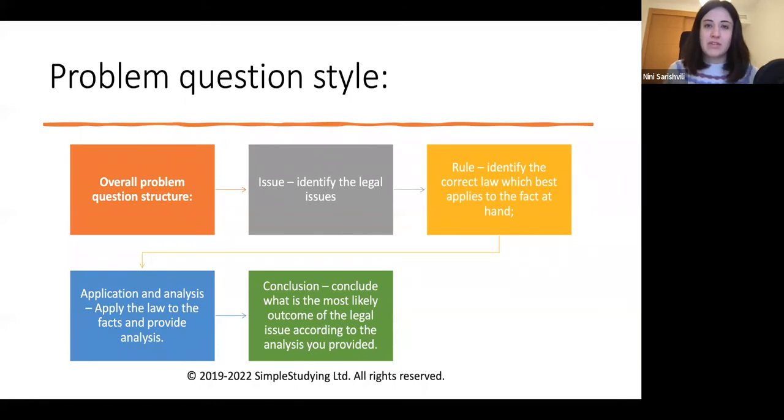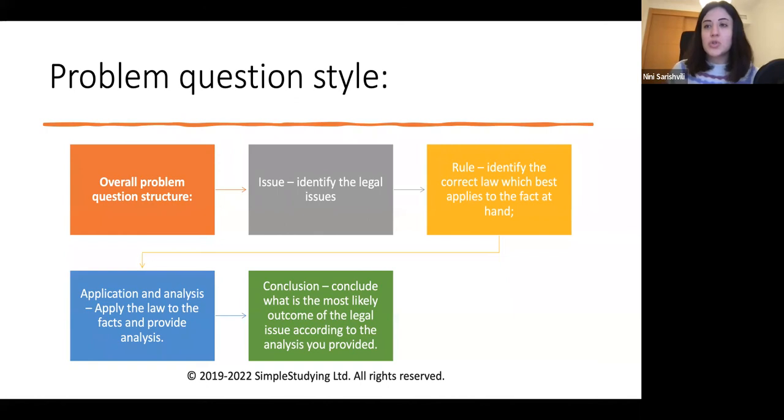A very important part of being a successful law student is knowing how to answer problem questions, especially for company law, because you will be getting a lot of problem questions in your exam. For problem question style, you don't need an introduction like you do for an essay question. You can dive straight into the issues, identify all the legal issues that arise on the facts of the case, and the relevant laws, very important.